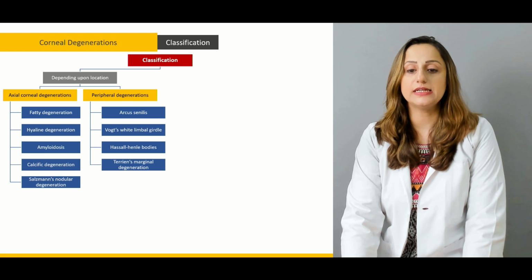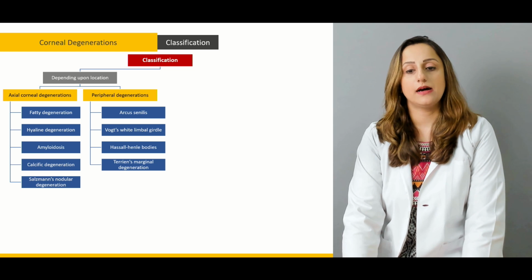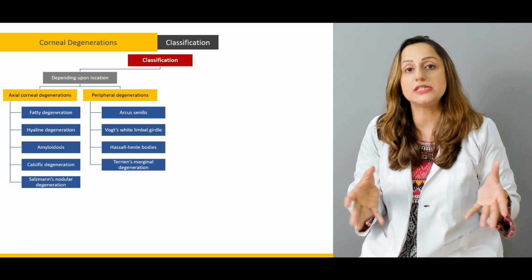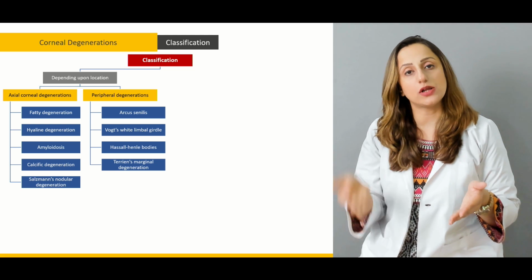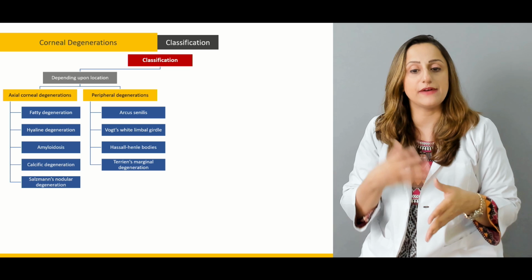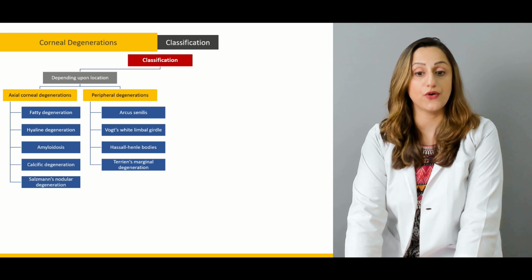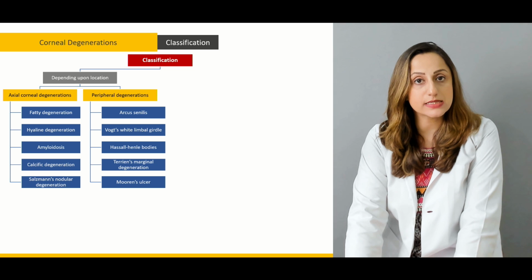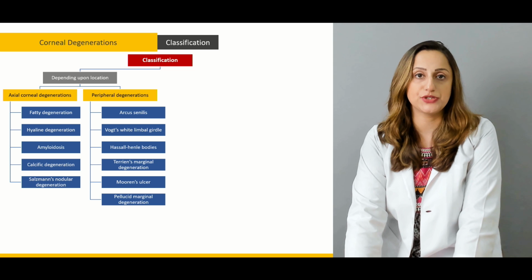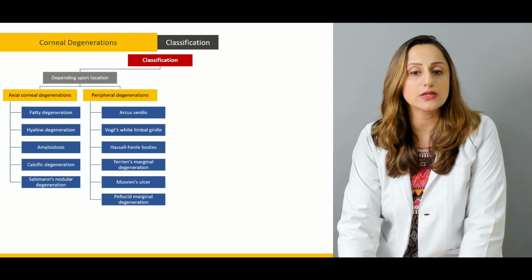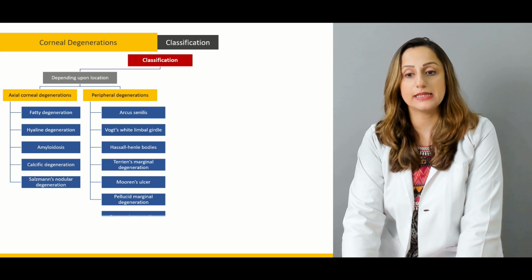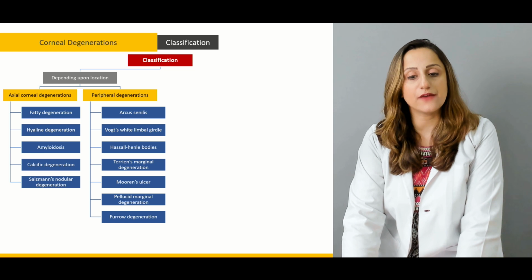Then finally, we have the Terrien marginal degeneration. It is again, as you can see, that we are basically focusing on the peripheral degeneration, and there are different pathologies or etiological factors again predisposing this particular patient towards the development of peripheral degeneration of the cornea. We have the Mooren's ulcers. It is of an infective cause, of course. And then we have the pellucid marginal degeneration. So these are some of the variants of the peripheral degenerations that we'll be discussing quite briefly and summarizing the clinical features further on. And finally, we have the furrow degeneration.